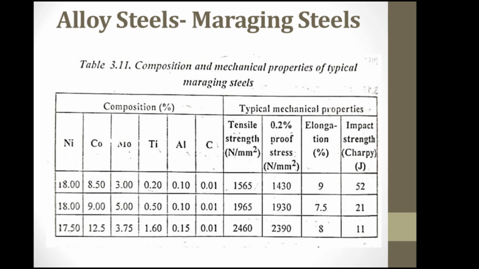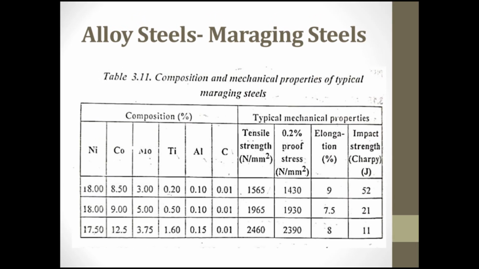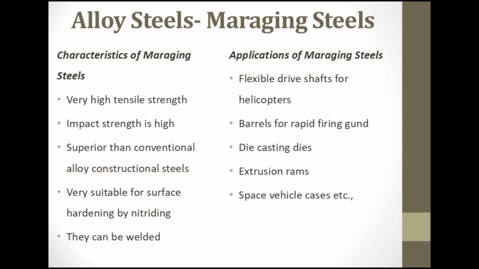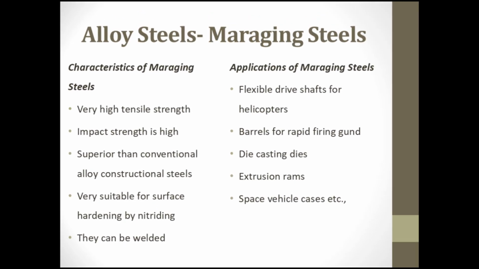Alloy steels, maraging steels. This page shows the composition and mechanical properties of typical maraging steels. Characteristics of maraging steels: very high tensile strength, high impact strength, superior to conventional alloy constructional steels, very suitable for surface hardening by nitriding.